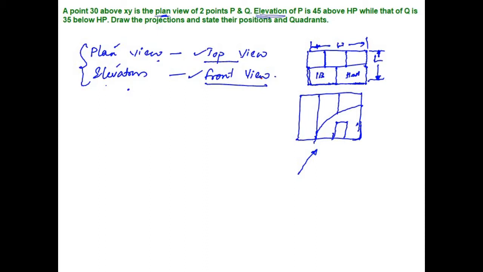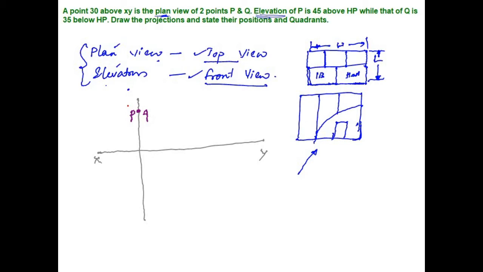A point 30 mm above xy line is the plan of 2 points P and Q. So let me first draw xy line. I'm drawing a projector here. So 30 mm above xy line. So this is my xy. So 30 mm above xy, somewhere over here. This is the plan of 2 points P and Q. That means this is the top view of two different points P and Q. Now this is the common point both for point P and point Q. This is the top view.